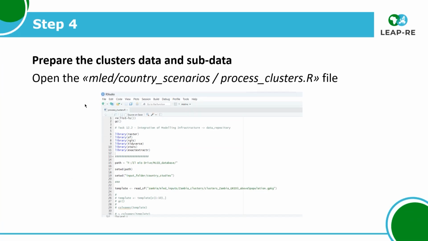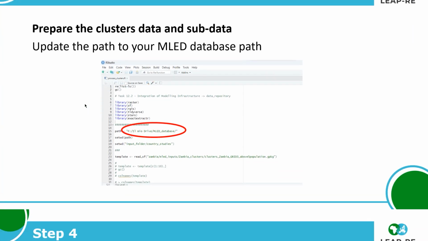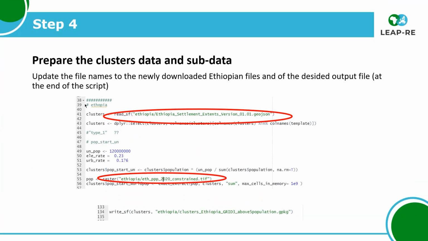Then you would need to prepare the clusters data. Once you have downloaded the population cluster data, such as in the case of Ethiopia, you would need to use this script, which is called process clusters. It's contained in the country scenarios folder in the RE4AFAGRi MLET code repository. It's already prepared. You would just need to customize it a little bit, changing the input data files, basically, to adjust the input data file that you just downloaded, such as the file name and the location of the clusters data, of the gridded population data, and so forth, and the assumptions in terms of parameters.